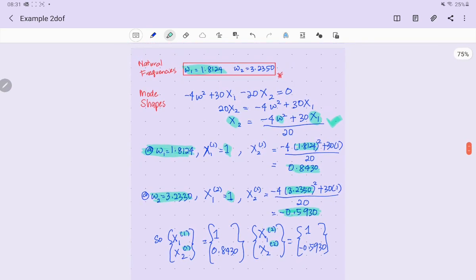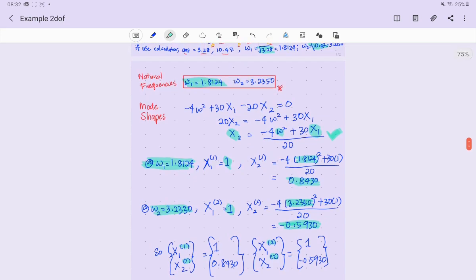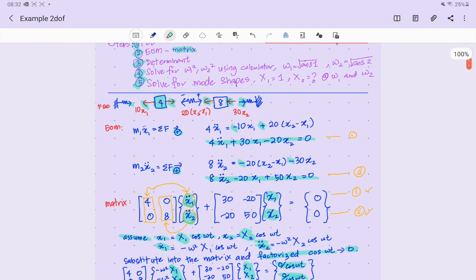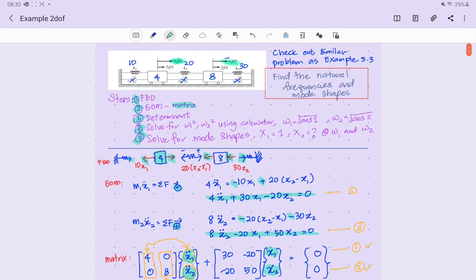That's all for all the steps. The whole problem, we have done all the steps, step 1 through step 5. Alright, that's all.